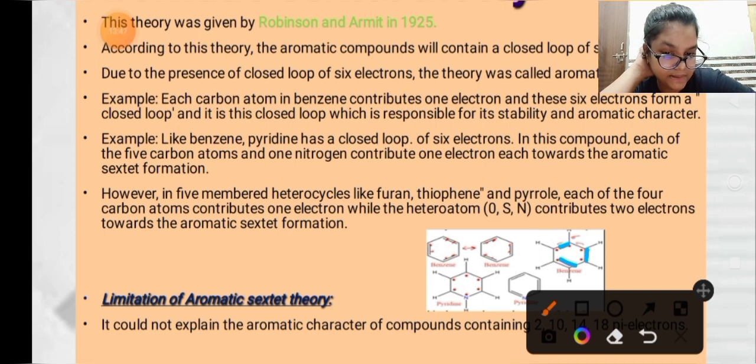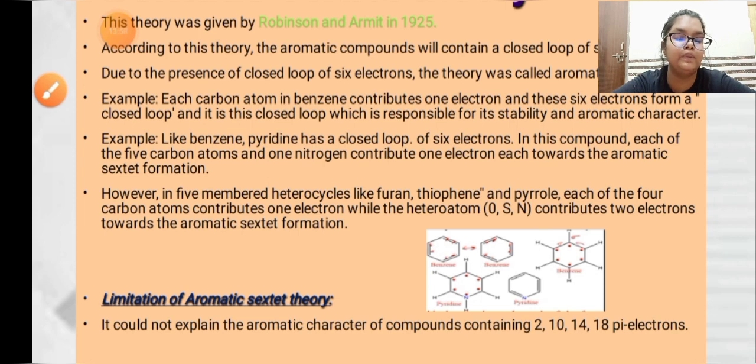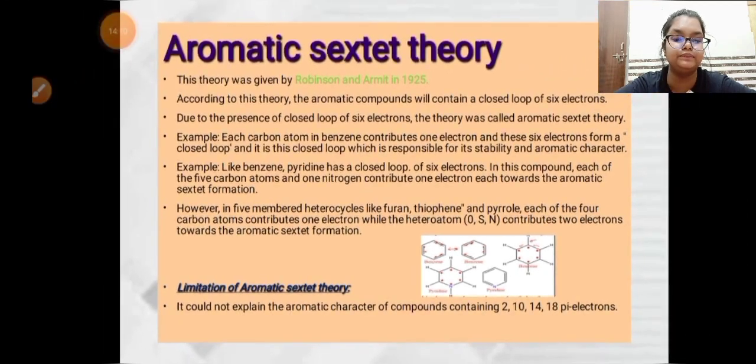So here is the example. Each carbon atom is giving one electron, so there are a total of 6 electrons. This theory states that the aromatic compound will contain a closed loop of 6 electrons. Due to the presence of this closed loop of 6 electrons, the theory was called the aromatic sextet theory. For example, each carbon atom in benzene contributes 1 electron, and these 6 electrons form a closed loop. It is this closed loop which is responsible for its stability and aromatic character.